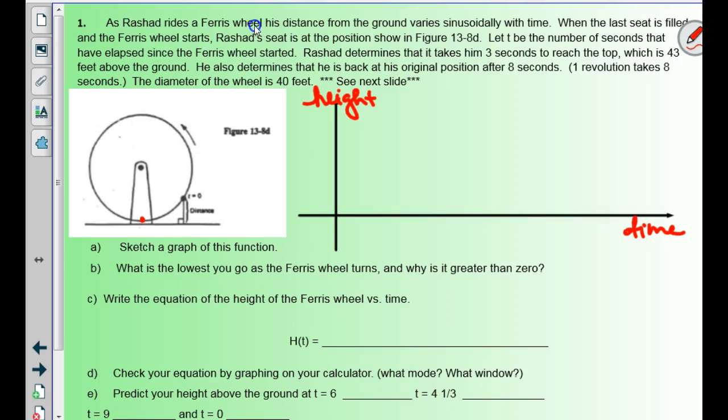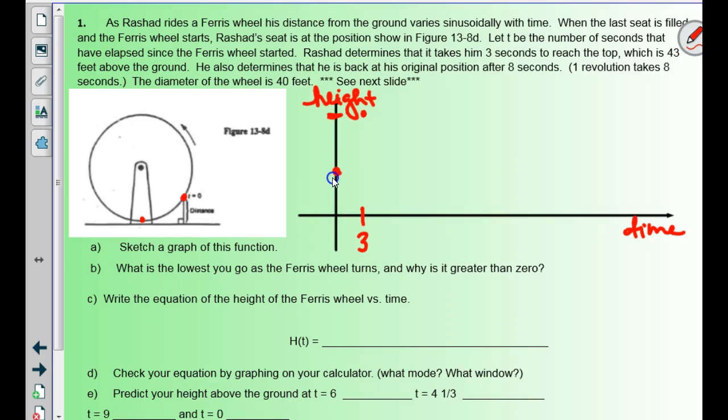It says, as Rashad rides a Ferris wheel, his distance from the ground varies sinusoidally with time. When the last seat is filled and the Ferris wheel starts, Rashad's seat is at the position shown here. He's randomly some amount off the ground when time starts. We don't know. Let T be the number of seconds that have elapsed since the Ferris wheel started. Rashad determines that it takes him 3 seconds to reach the top. So, into our story, 3 seconds, he is at the maximum height. Does everyone understand what that's saying?